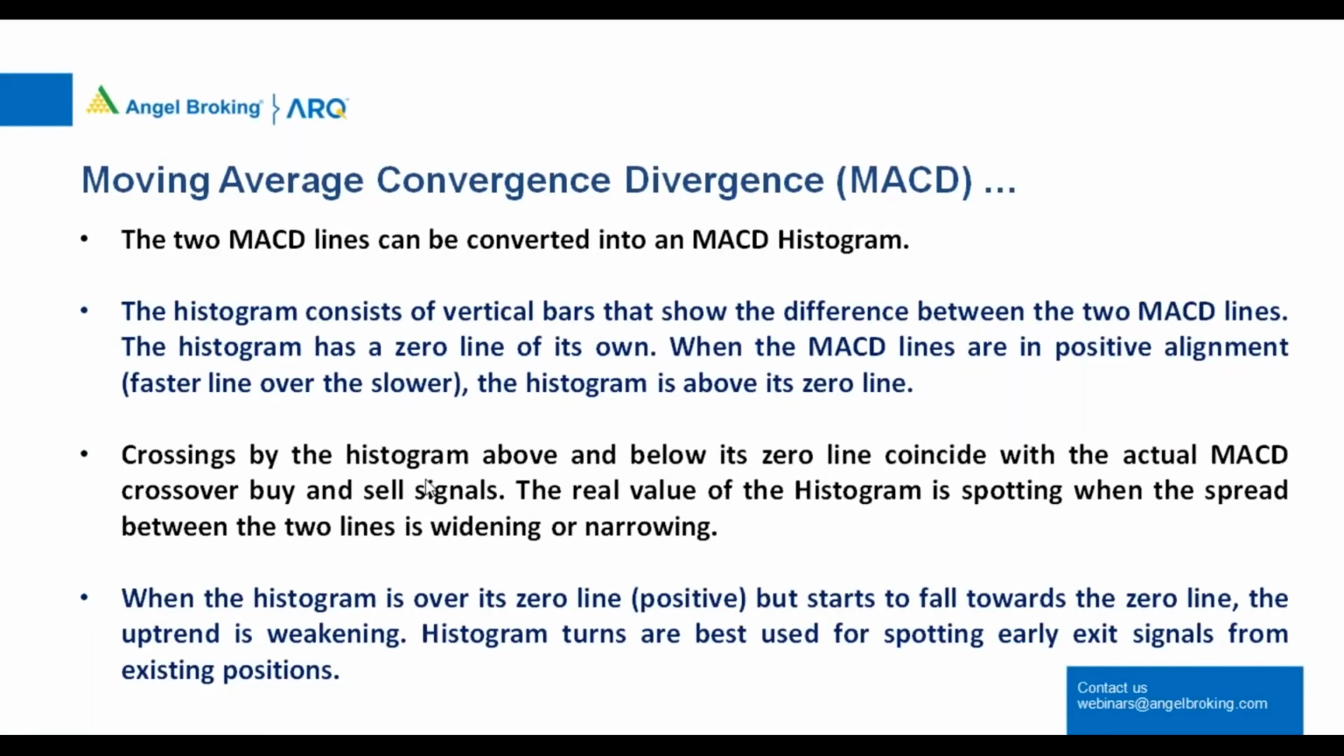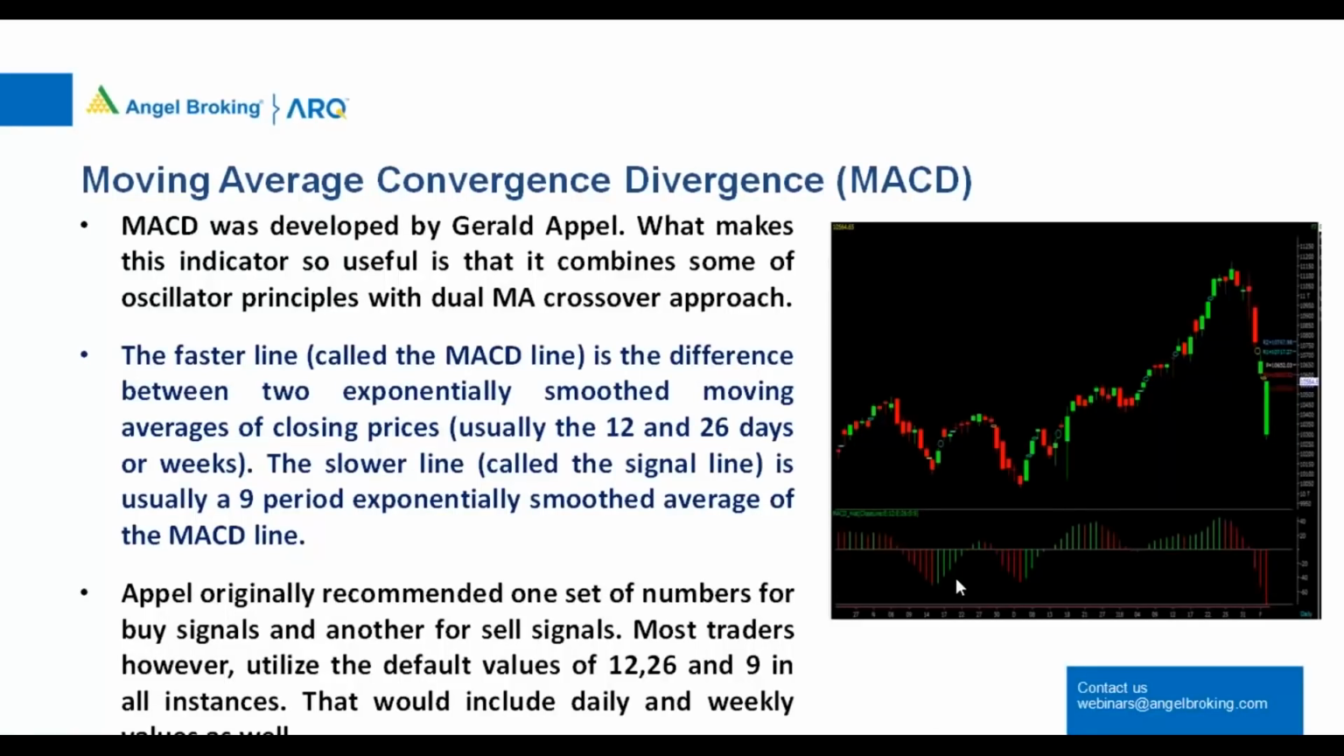So you should use the MACD histogram, and it is confusing at times, so you have to be careful. Also, you can look at divergence in this. I'll just give you an example here: you see that this low is lower than this low, but the low of the MACD histogram, this low, is higher than the low of this. So this becomes a bullish divergence.